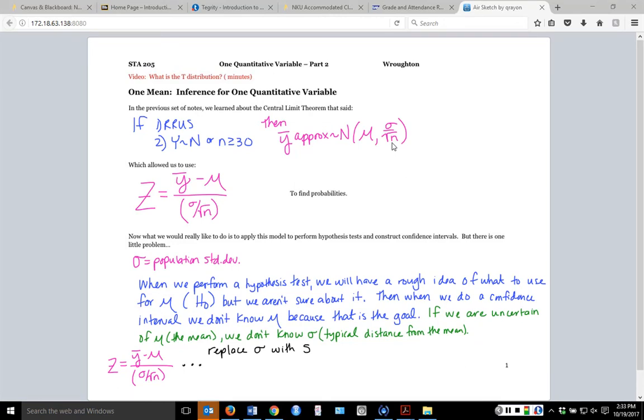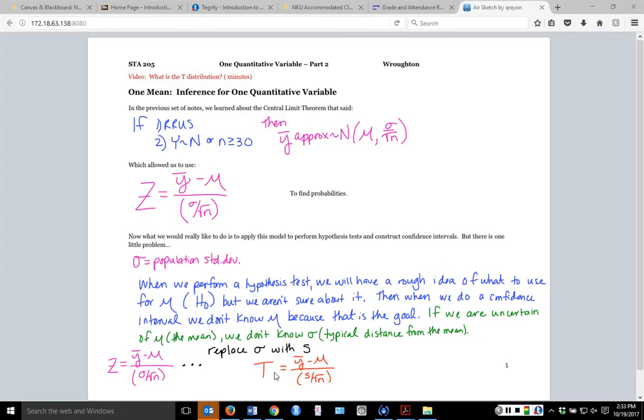So what I'm going to do instead is I'm going to have my y bar, my mu, and where I saw sigma before, I'm just going to replace it with S. That seems hopefully like a pretty reasonable replacement. Now the thing that I have to worry about is once I do this, this is not the same thing. So I'm actually not going to be able to call this Z. This is actually what's called a T.